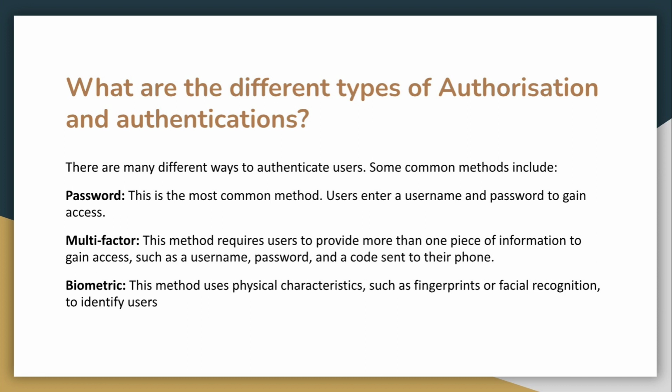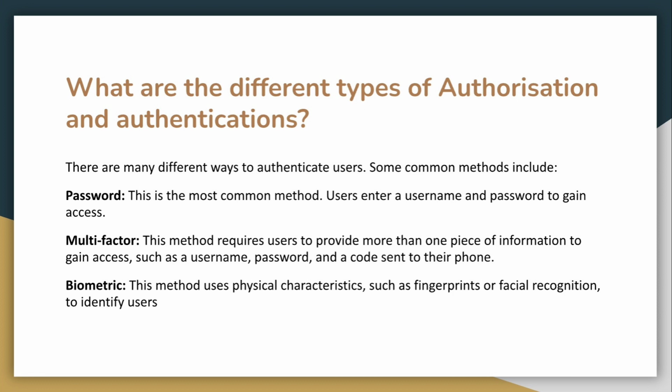Some common methods include password. This is the most common one. We can give a username and password to gain access. Then we have multi-factor. This means that we provide more information about the user to gain access, such as the code on their phone, or OTP you can say. Then we have biometric. This uses some physical characteristics, like your fingerprints or face recognition.